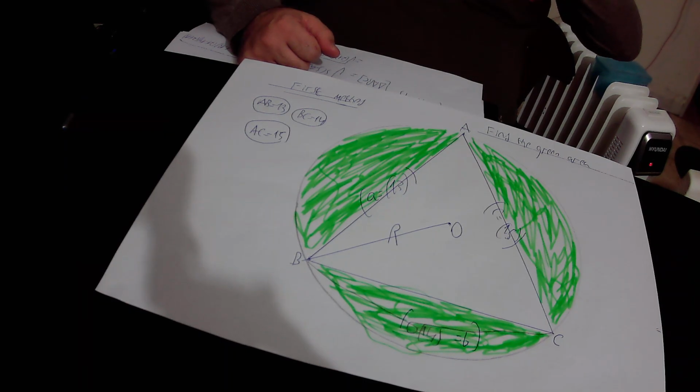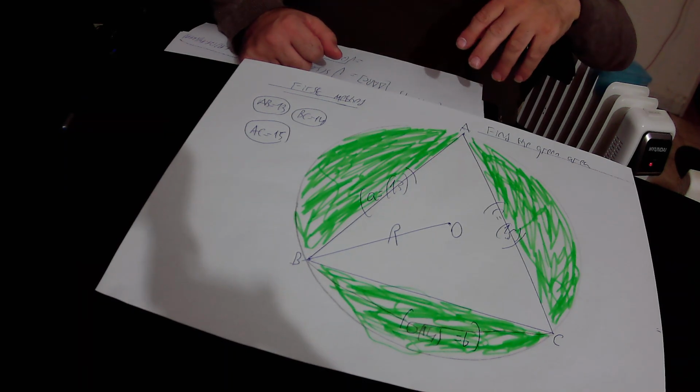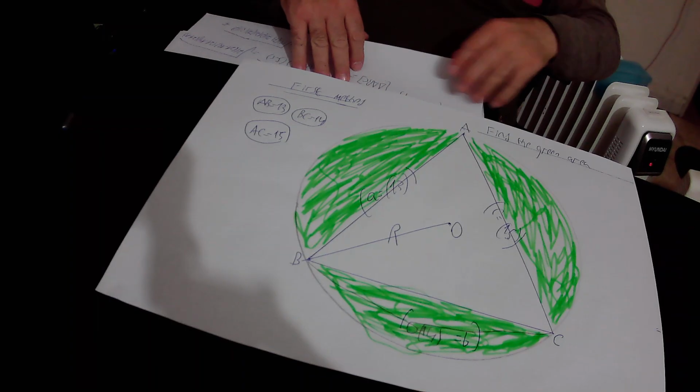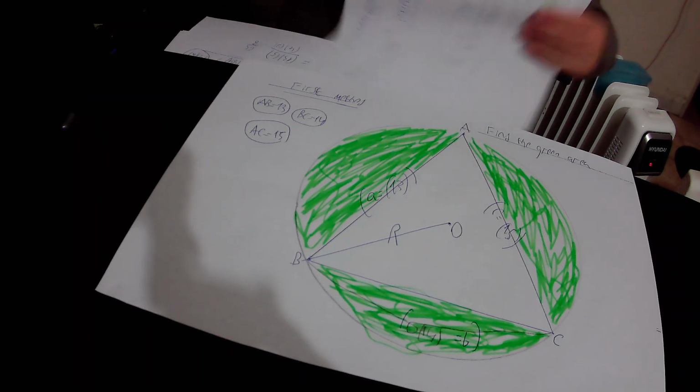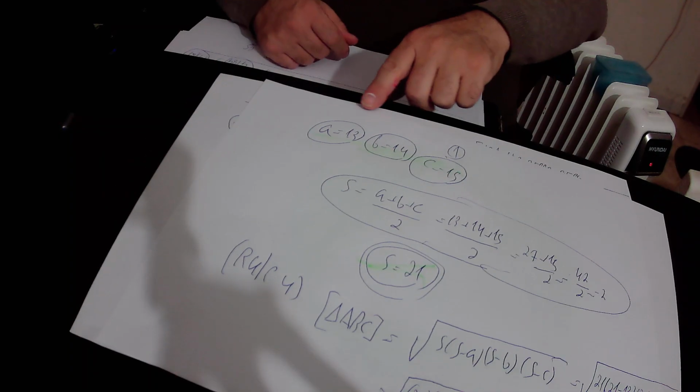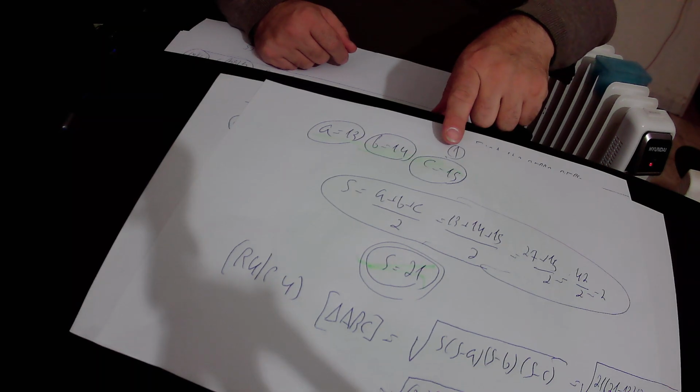So I repeat again. According to our definition, A equals 13, B equals 14, and C equals 15.